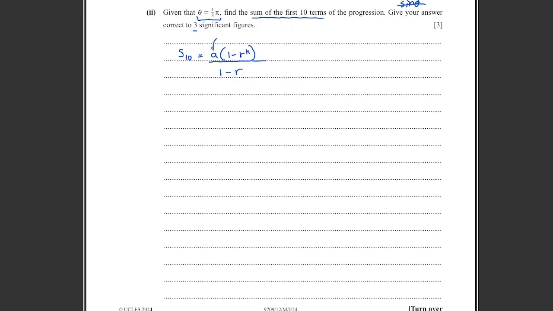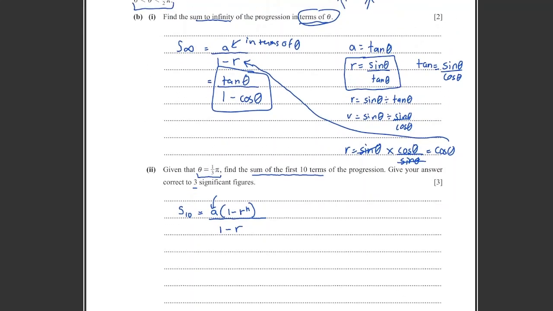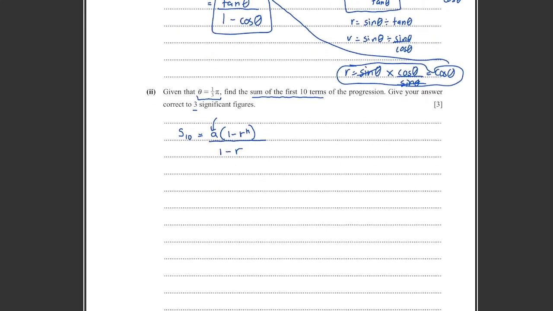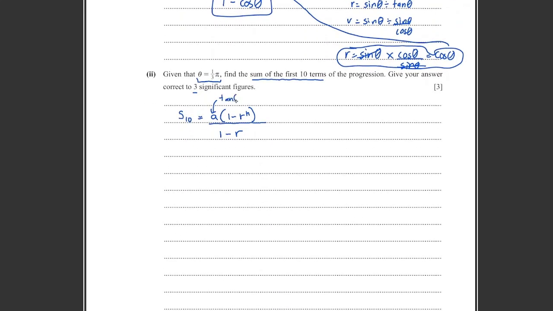And we've already found out what this is from the previous part. So a was tan theta, and r was basically cosine theta. So we can put tan theta in here, and tan theta in here, and then we can put cosine theta in here, and we know that n is basically 10. This is the n over here, and then this r is also going to be cosine theta. So all we have to do is put in the value for theta, and they tell us what theta is.